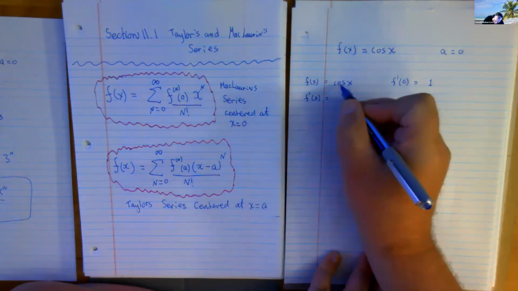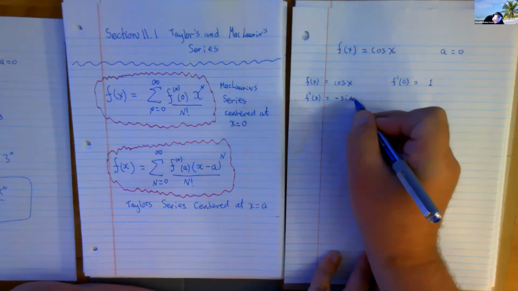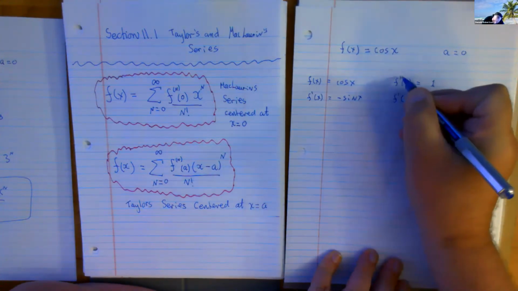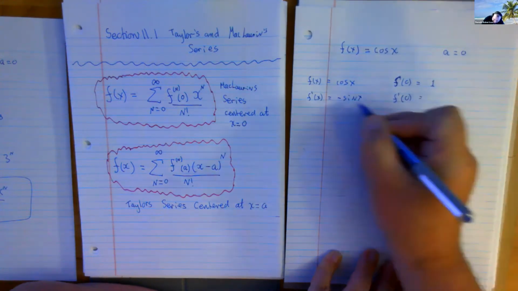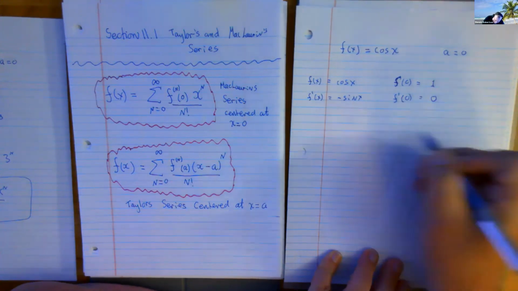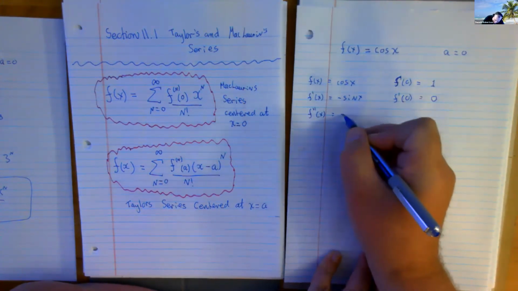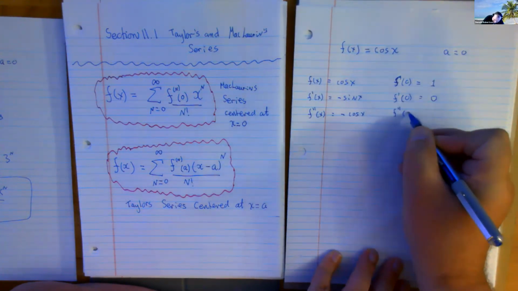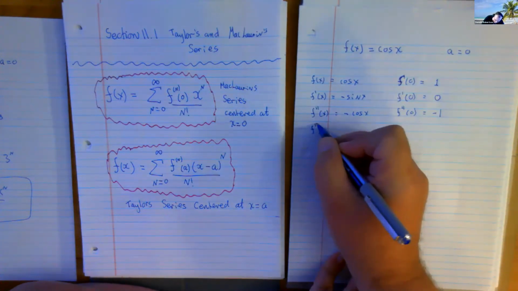If you find the first derivative, if you differentiate cosine x, don't you get negative sine x? The first derivative at 0 is negative sine of nothing, it's nothing. If you do the second derivative, you get negative cosine x. The second derivative at 0 ends up being negative 1.